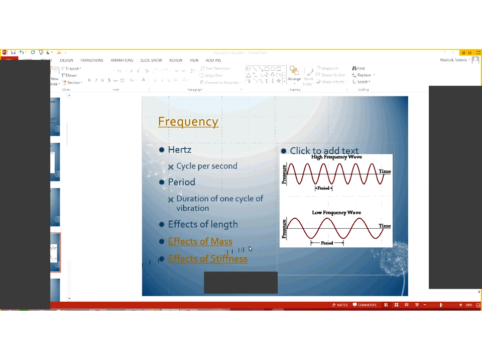So, on the exam, I may ask you, what are the effects of length on the frequency of the sound? What are the effects of mass on the frequency of sound? And so you will talk about the inverse relationship between length and mass on frequency. And if I ask you about stiffness, you're going to talk to me about the direct relationship, that as the vibratory body becomes more stiff, it will produce a higher frequency. Less stiff or more flaccid, it will produce a lower frequency.